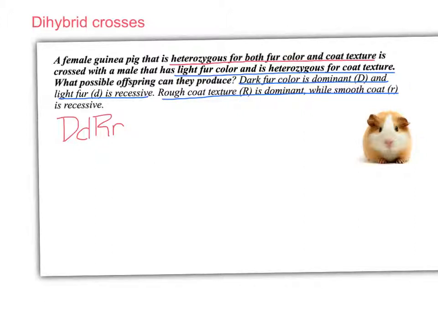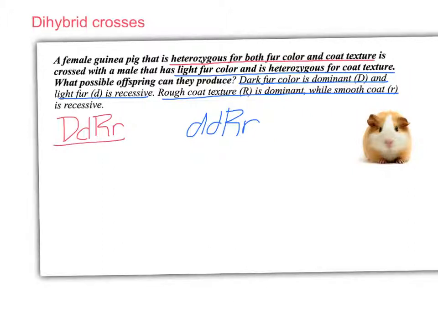Since he has light fur and light fur is recessive, we know that he's homozygous recessive for fur color, and then he's heterozygous for coat texture, so that's big R, little r. So let's take a look at the possible gametes that we can get from these parents.